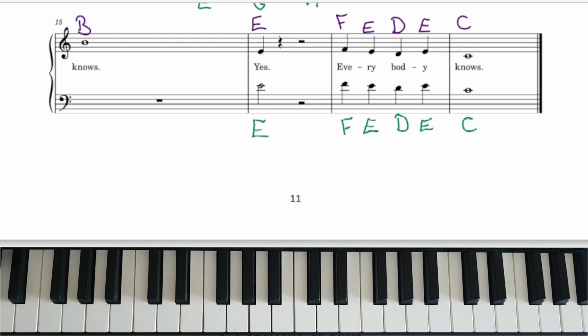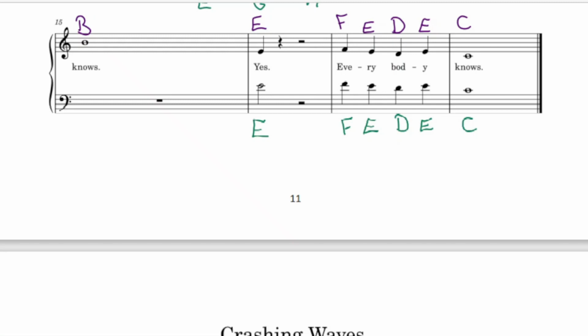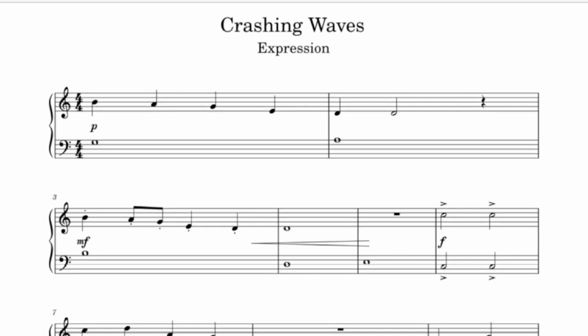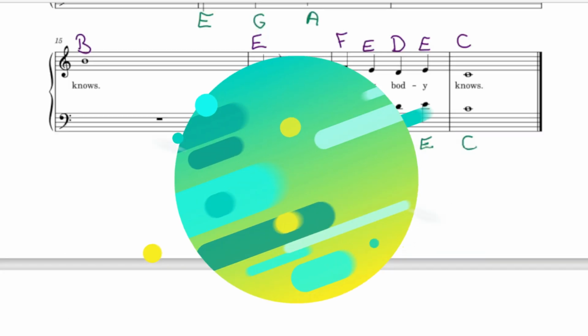Wonderful. If you feel confident that you have played at speed 60 or speed 100, or somewhere in between, nice and steady, finding all of your correct notes and timing, you have now completed page 11 of the Preliminary B Piano Workbook, and you are ready to crash into some waves with Crashing Waves, an expression song. Happy learning!